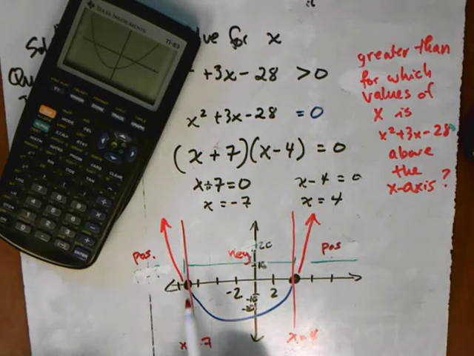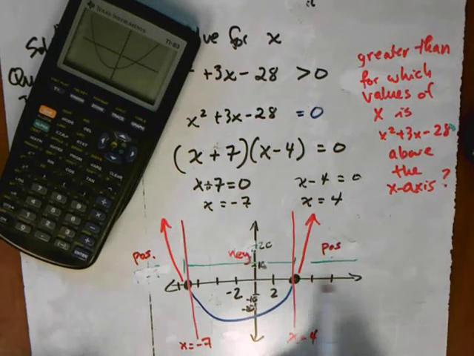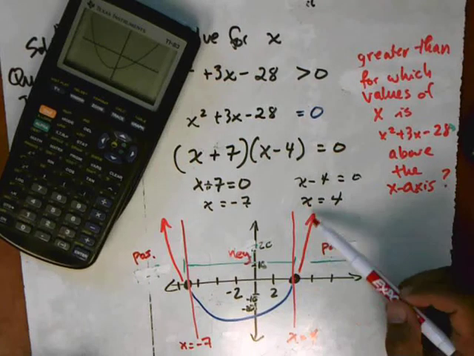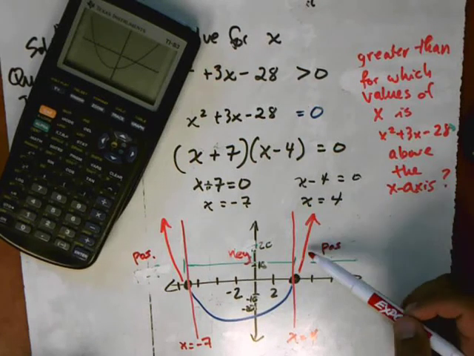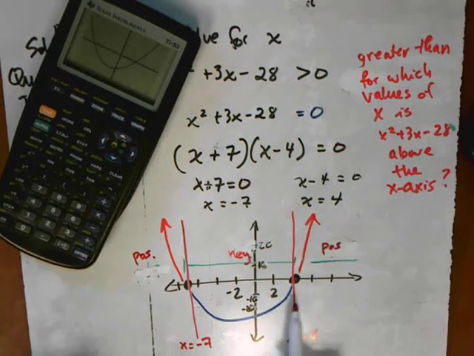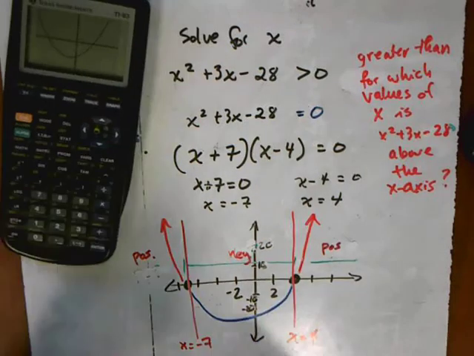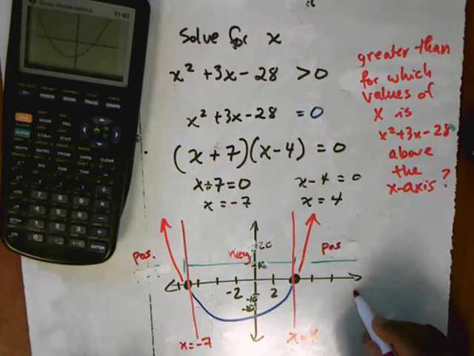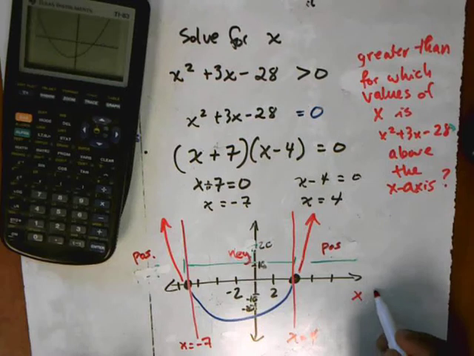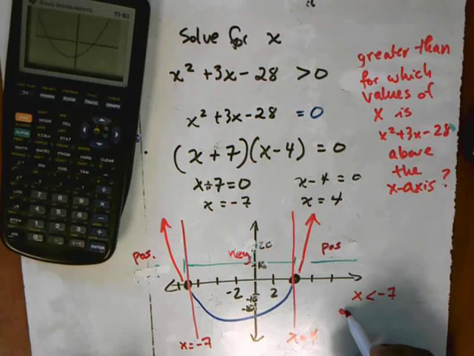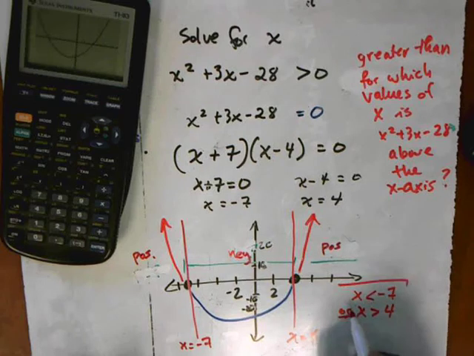To the left of -7, the graph is positive. To the right of +4, the graph is positive. It's above the x-axis. And in between, the expression that we have up here is below the x-axis. So then my final answer is that x has to be less than -7, or x is greater than 4. And we have to have that "or" in there.